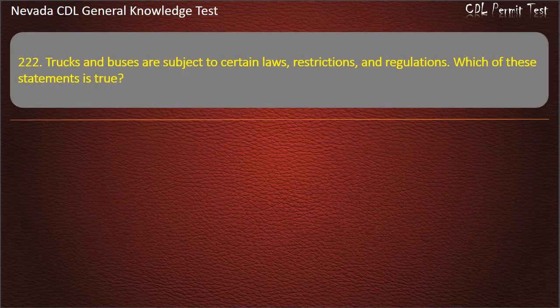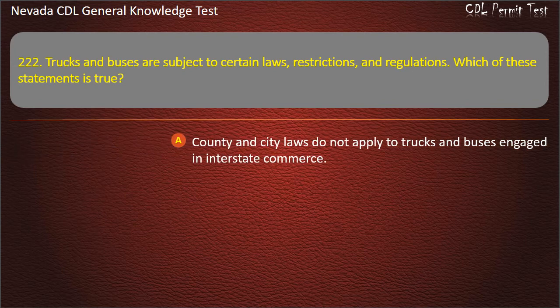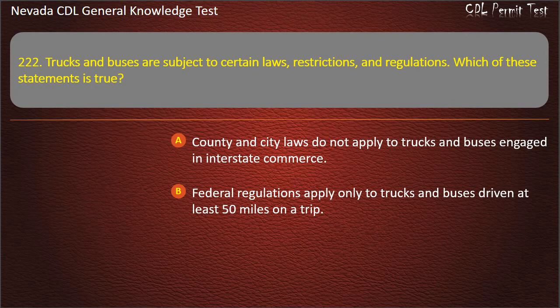Question 222. Trucks and buses are subject to certain laws, restrictions, and regulations. Which of these statements is true? County and city laws do not apply to trucks and buses engaged in interstate commerce. Federal regulations apply only to trucks and buses driven at least 50 miles on a trip. Laws and restrictions can vary from place to place. Answer. Laws and restrictions can vary from place to place.